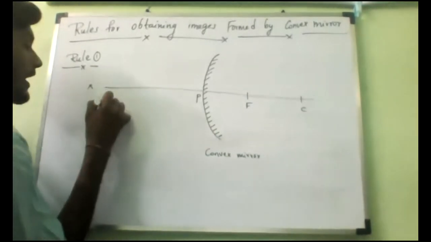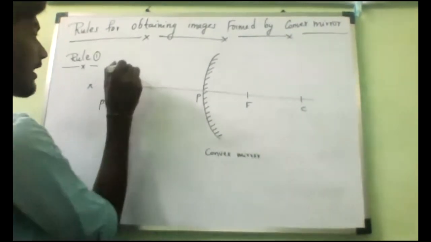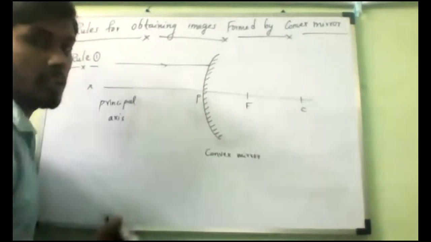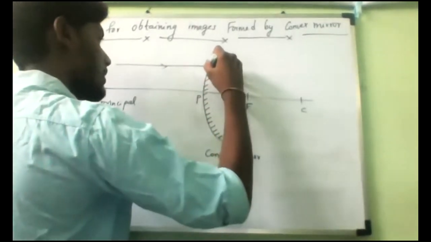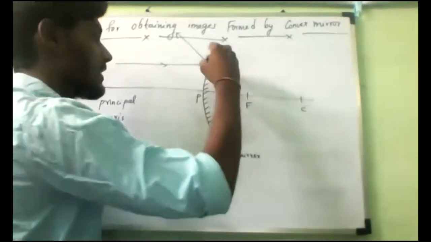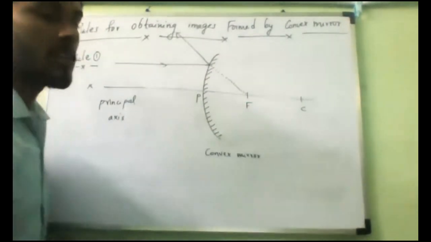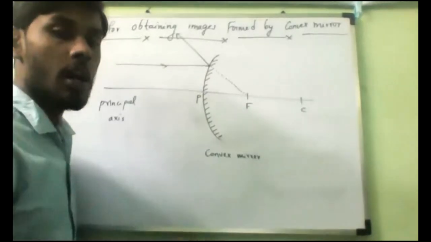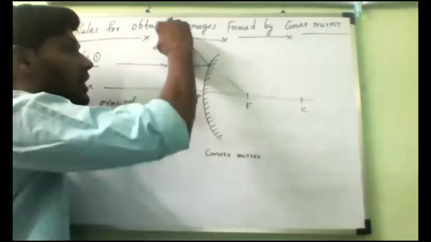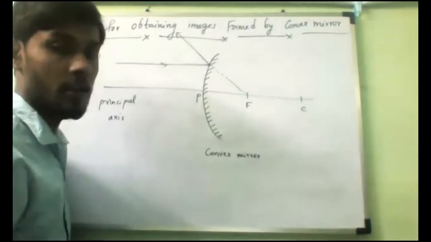So let us take the principal axis. This is the principal axis. Let me insert the incident ray, which is parallel to the principal axis. The reflected light ray will diverge away, but we will feel that it is coming from its focus. The reflected light ray appears to come from the focus. Remember, a ray of light parallel to the principal axis of a convex mirror appears to come from its focus after reflection from the mirror. That is what you should remember.